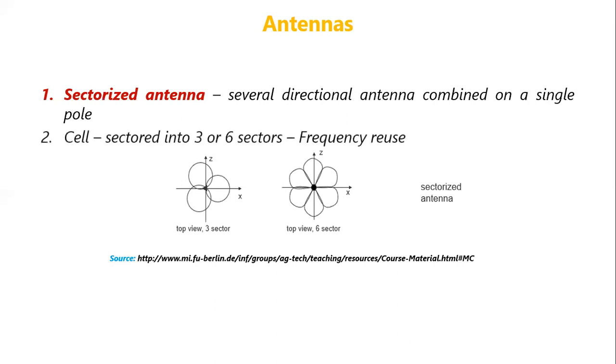In case of cellular communication, a cell can be sectored into 3 or 6 sectors. What is a cell? A cell represents the communication range of the base station. That is, to what maximum extent the base station can communicate. This communication range of the base station is called a cell. So a cell can be divided into 3 or 6 sectors as shown in the below diagram.